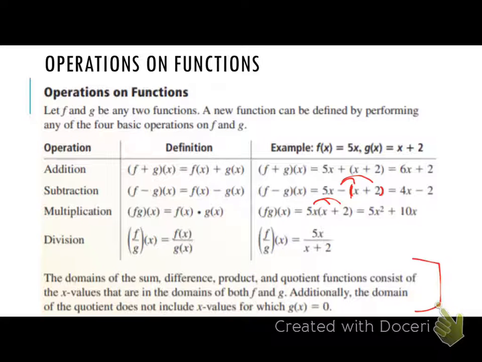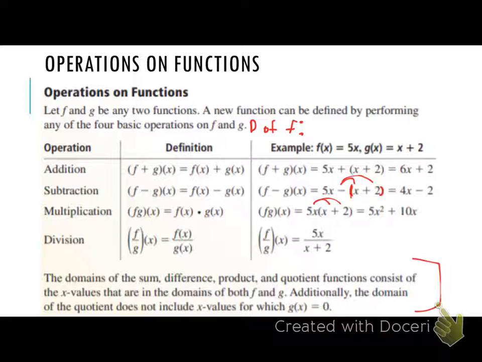The domains of the sum, difference, product, and quotient functions consist of the x values that are in the domains of both f and g. Additionally, the domain of the quotient does not include x values for which g of x equals 0. So let me try to explain that a little better. Let's look at our example right here. Let's just look at the domain of f of x.